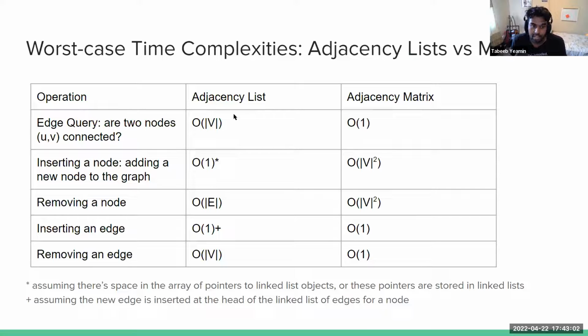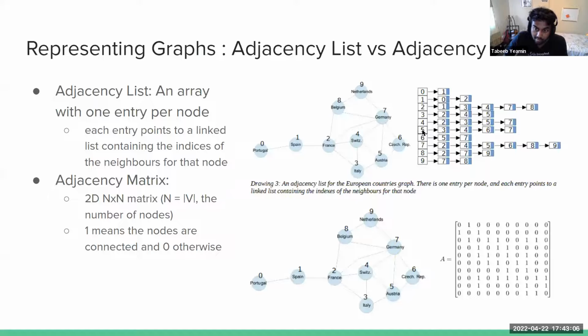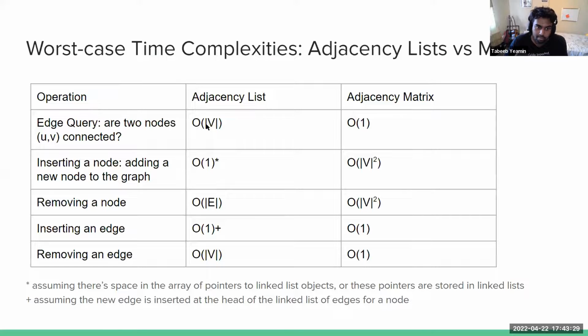But if it's an adjacency list, then what you have to do is, let's say I want to find out whether 5 is connected to 7. Well, then I actually have to go to the array at 5, and then I have to traverse through all the possible linked list items. And it's possible that 5 might be connected to every single node in the graph. In that case, every single node, remember that's represented by V, right? And so that's why we have O of V here, okay? Cardinality of V. So that's why that's that.